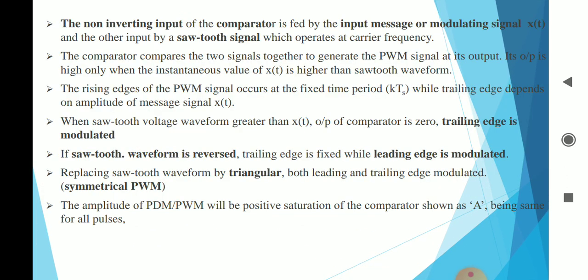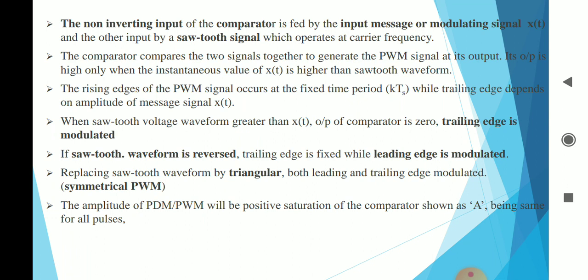So this is the explanation of the previous slide. The non-inverting input of the comparator is fed with the input signal, and the inverting input is given the sawtooth waveform. This comparator compares the two signals and produces PWM as an output. The output is high only when the instantaneous value of x of t is greater than the sawtooth waveform. The rising edge of the PWM signal occurs at a fixed time period, and the trailing edge depends upon the amplitude of the message signal.